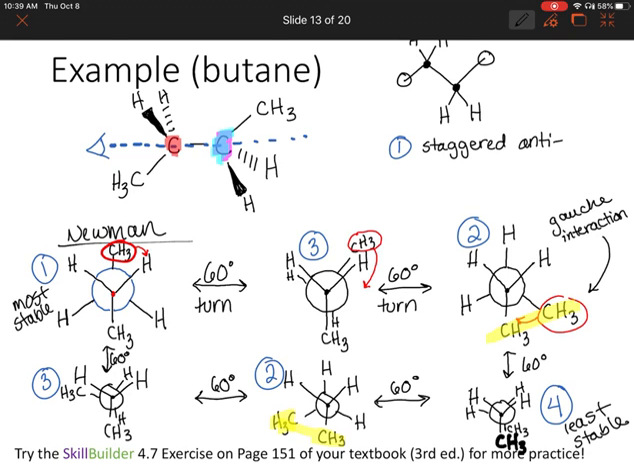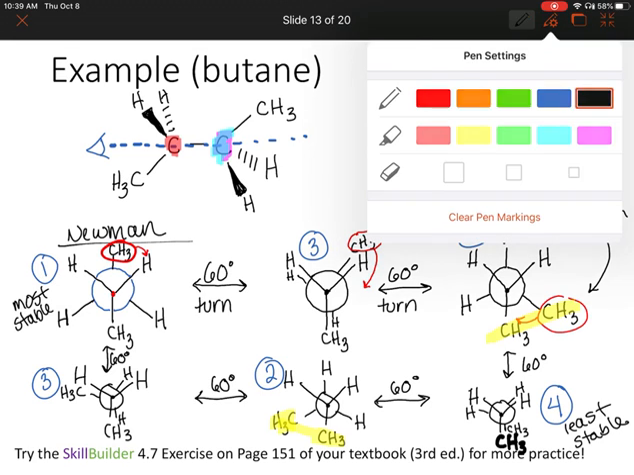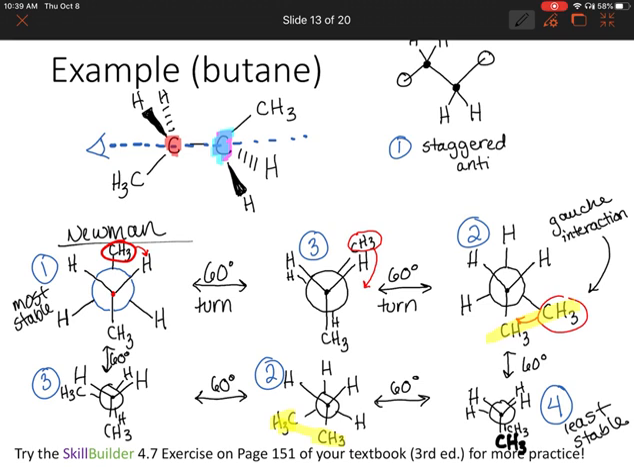Let's see if I can fit this in here. Periplanar. Actually, let me just write it down below, and that'll be easier. Okay, so that tells us that the two methyl groups are opposite each other. It's just a fancy word for that.